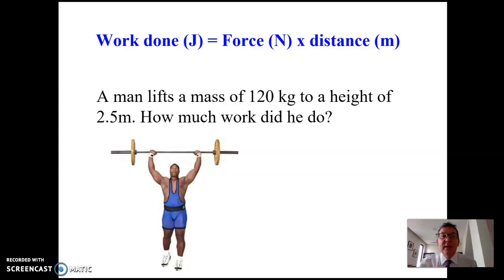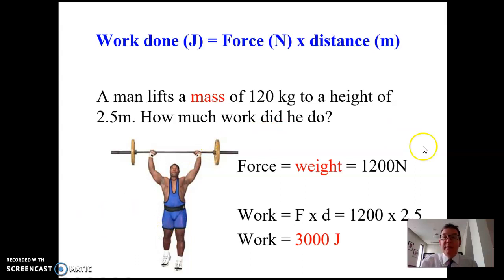And we used that to calculate the work done when a man lifted a mass of 120 kilograms. Remember, the key thing here was we first of all had to find out the force we used. And to convert from mass to weight, we multiplied by the gravitational field strength, g. If you remember back in topic 1, weight is mass times gravitational field strength, W equals mg. And so we were able to calculate the work.